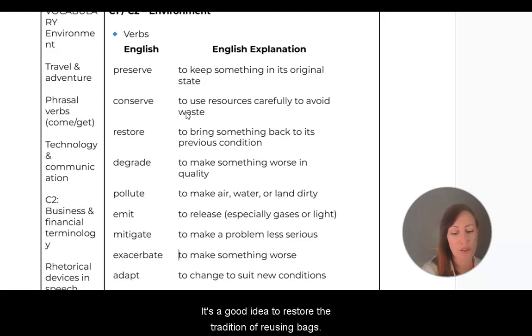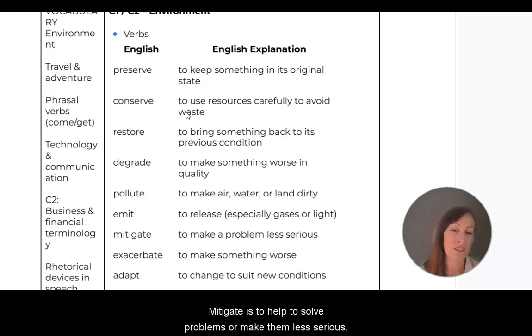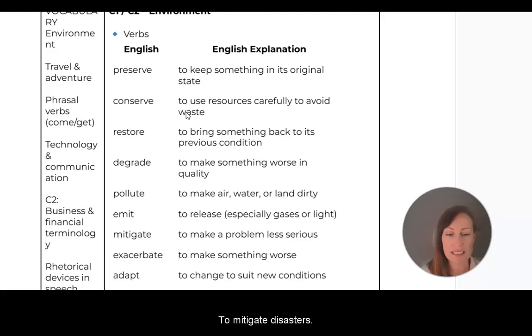It's a good idea to restore the tradition of reusing bags. To degrade is to make something worse. We are degrading the planet with our current actions. To pollute the atmosphere, to emit is to release. We emit toxins into the air. Mitigate is to help to solve problems or make them less serious. To mitigate disasters. To exacerbate is to make bigger.